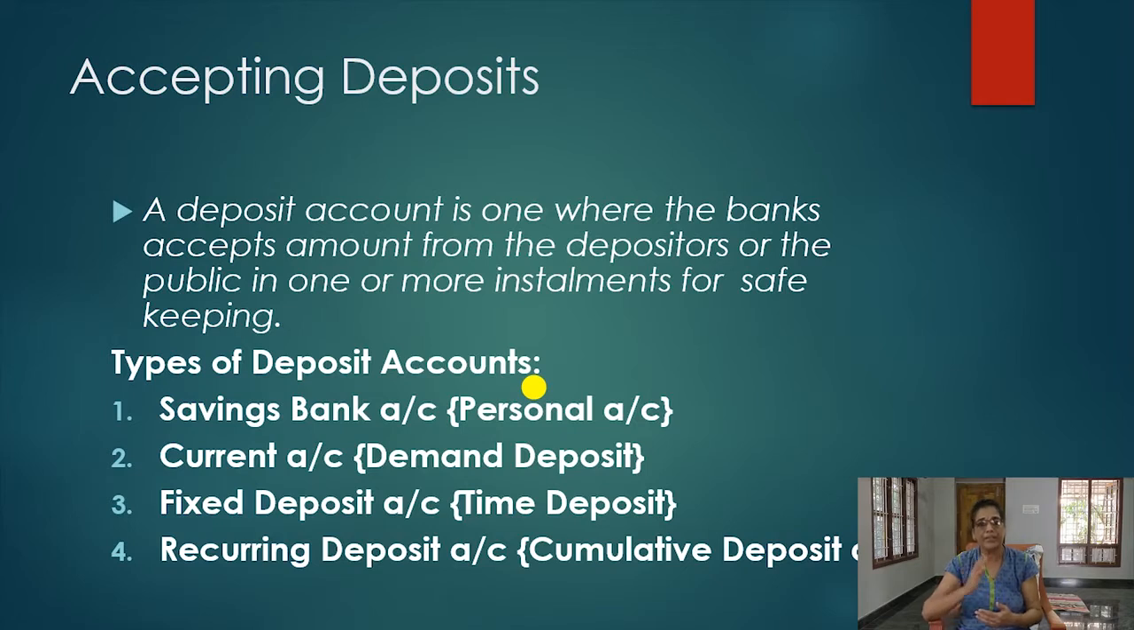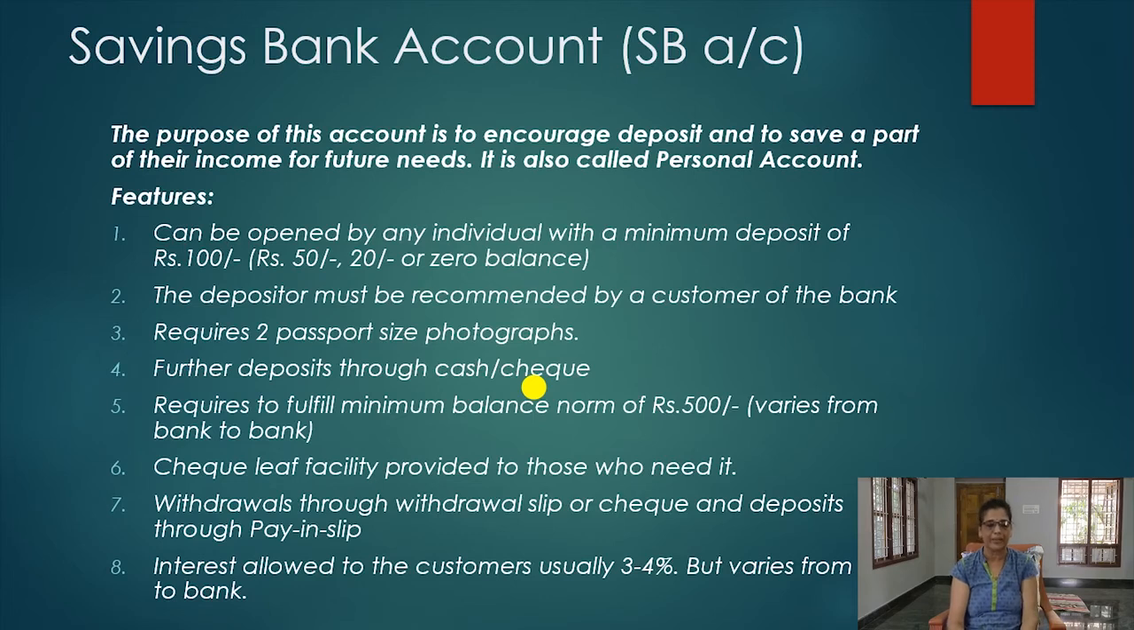So there are different types of deposit accounts. One is the savings bank account, the second one is the current account, the third one is the fixed deposit account, and the fourth one is the recurring deposit account. What is a savings bank account? What is the purpose of a savings bank account?